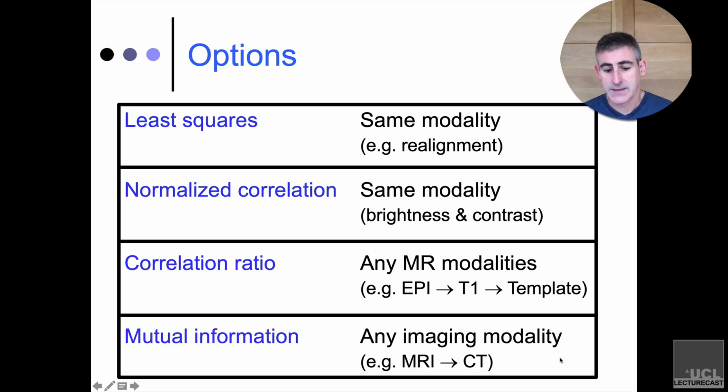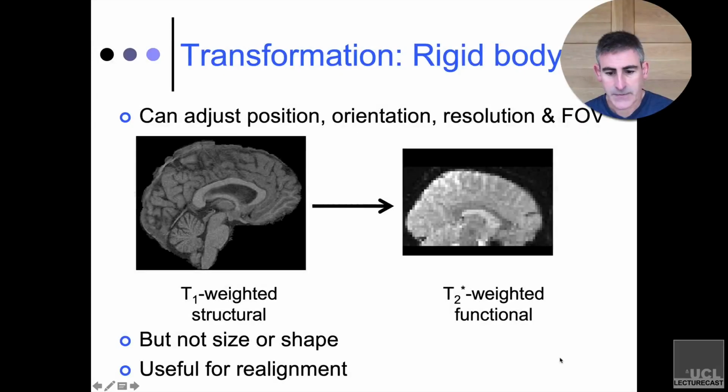But you should be aware of these options, and there's still different defaults depending on what you're doing. So for instance, normalized correlation is the default when doing realignment, because there's no point in doing the extra work associated with mutual information. It really doesn't buy you anything. However, if you want to, you could.